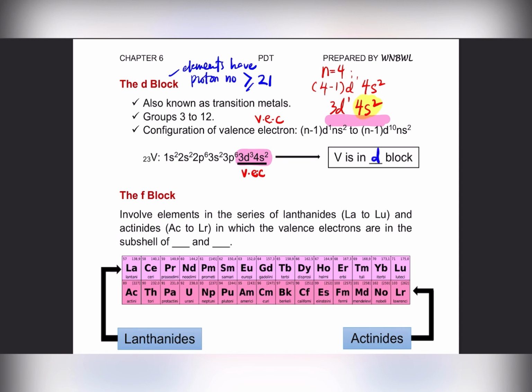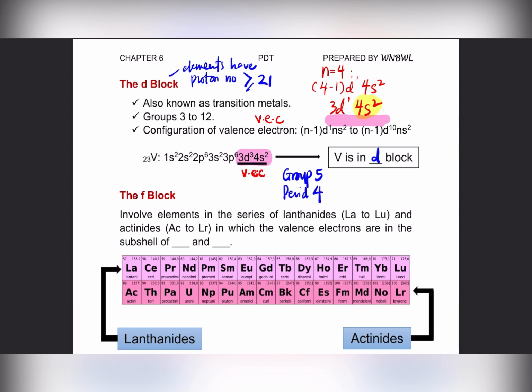And then seterusnya, kalau saya nak tentukan group, so as you see here, memang kita akan refer kepada VEC. So group apa untuk vanadium? Kita lihat kita ada 3 elektron daripada 3d dan kita ada 2 daripada 4s. So total dia adalah 5. So ini adalah group 5. And then seterusnya saya nak suruh awak lihat period. So period based on the highest n value. So highest n value adalah n equals to 4. So maknanya ini dalam period 4.